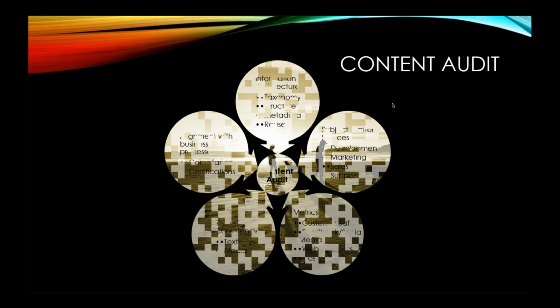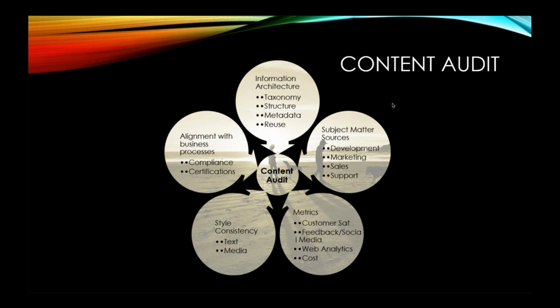Like I had said, there are many aspects to a content audit, and we can get into more details about information architecture. Who are the subject matter experts that you should be talking to? What are the metrics that you should be collecting? Style consistency, is it important, is it not important? I personally think it is important because it gives your customers a certain level of predictability in terms of what to expect. So the text that's used or the media that you're using to share the content, there has to be a consistent strategy around that.